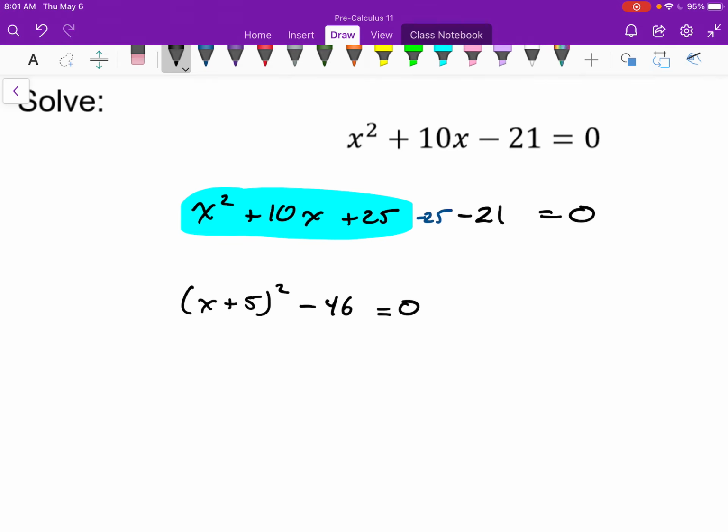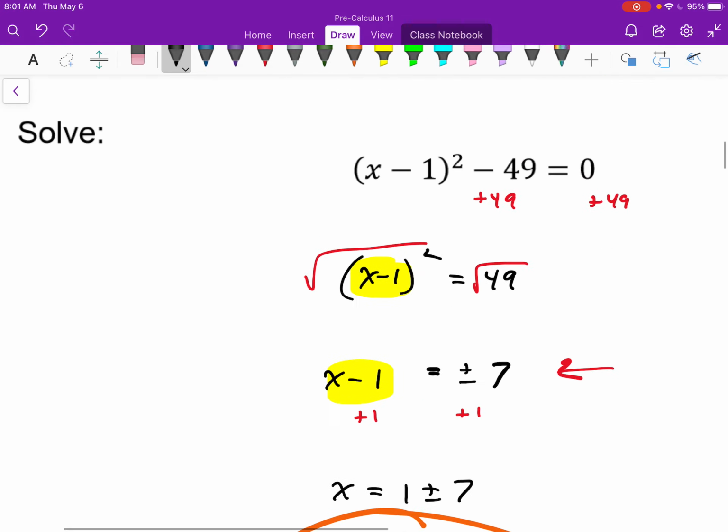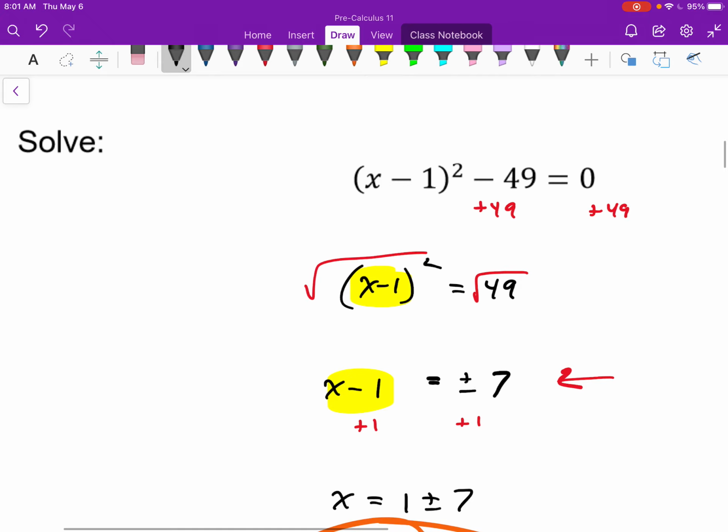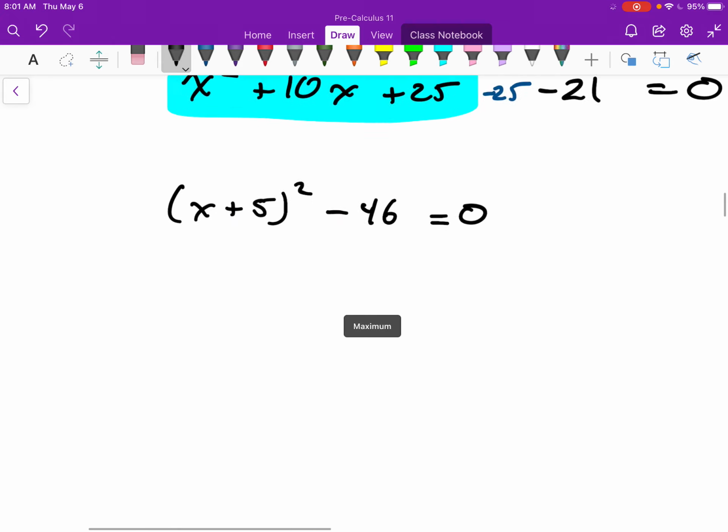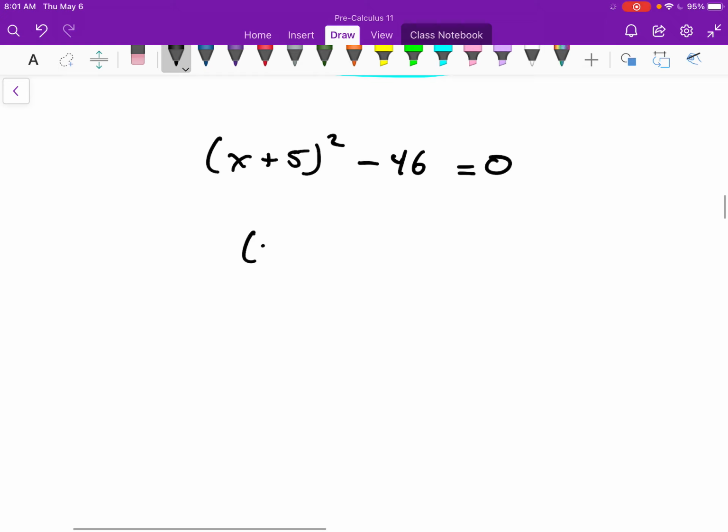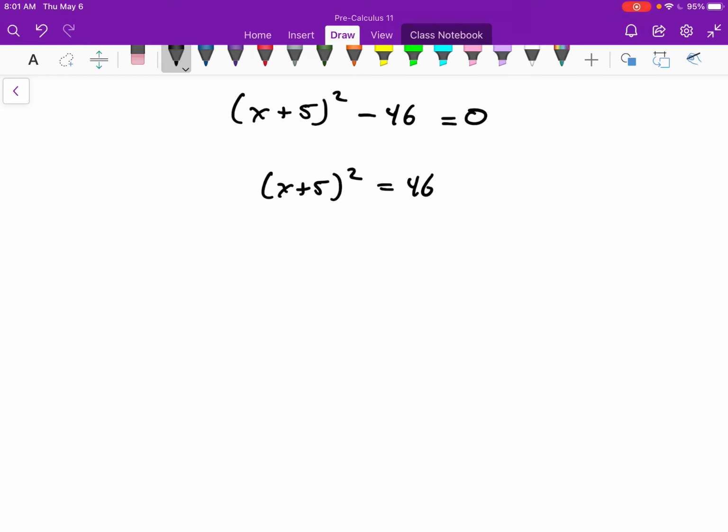Once I get to this step, notice how similar it is to what I had right here. Same form. And so I'm going to add 46 to both sides. Get x plus 5 squared equals 46. Square root both sides. So I get x plus 5 equals, now 46 is not a perfect square, so I'll put root 46, but plus or minus. And then subtract 5 from both sides. So x equals negative 5 plus or minus the square root of 46.